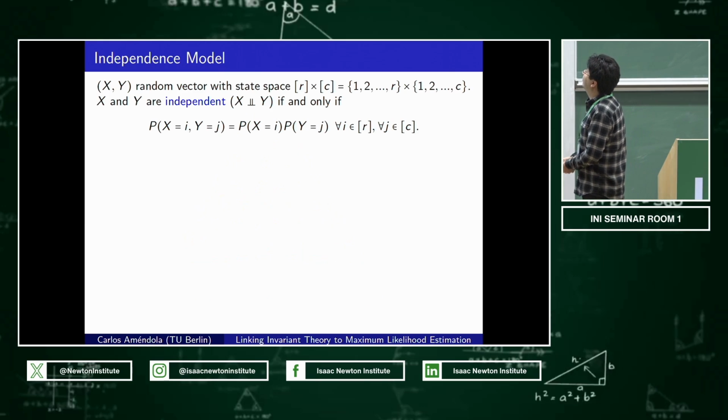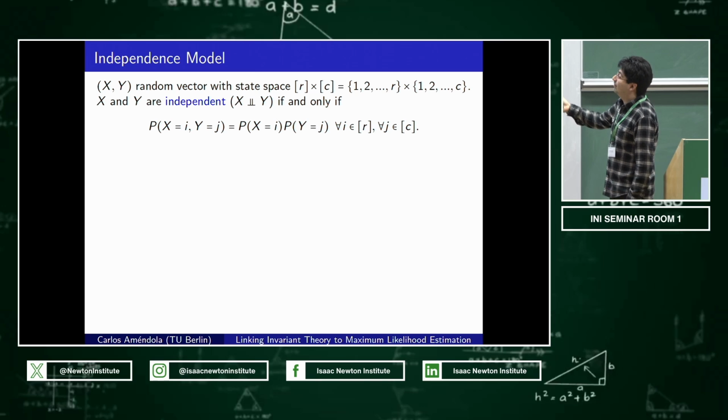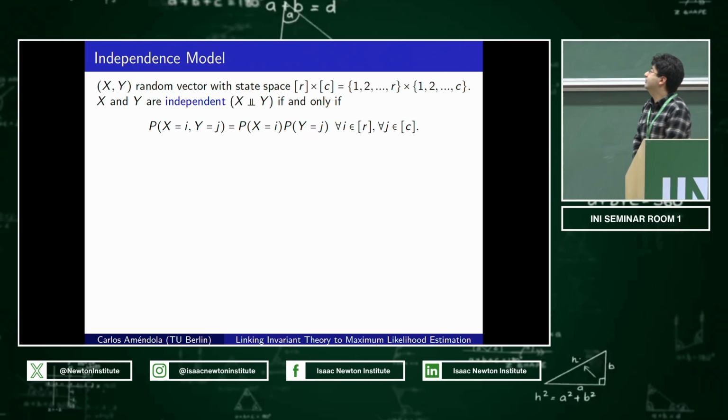Great. So another important example is the independence model. Let's say you have 2 variables, X and Y. X has possible state space 1 to r, Y has possible state space 1 to c. And then the question is, are they independent? Independent means that the probability that at the same time X equals i and Y equals j can be written as the product of the 2 marginal distributions.